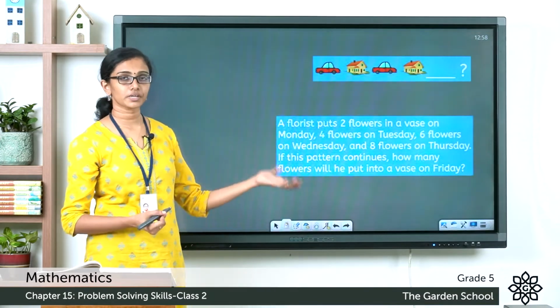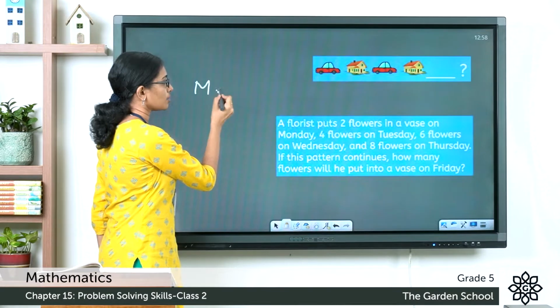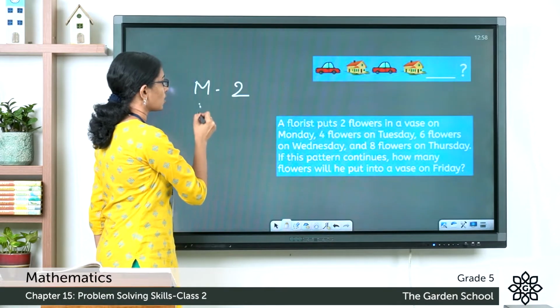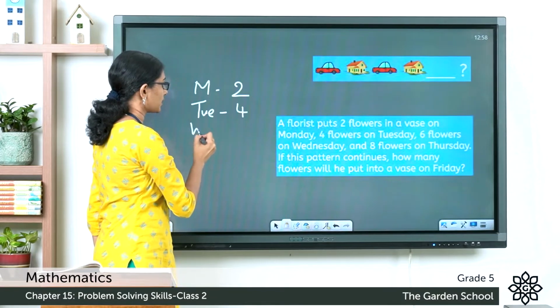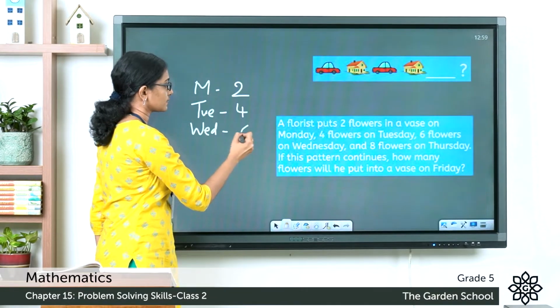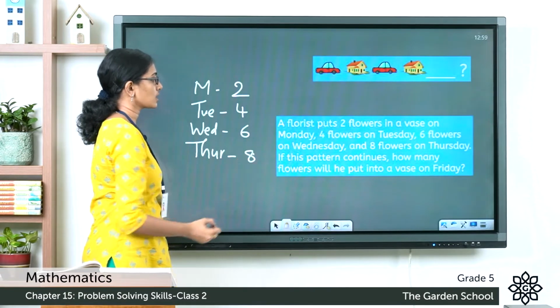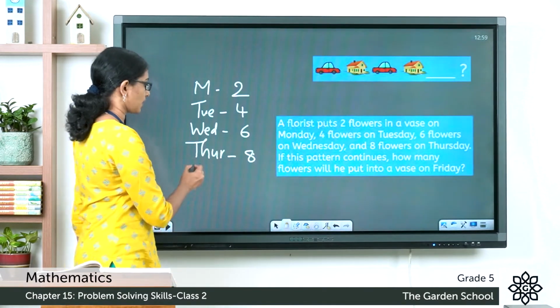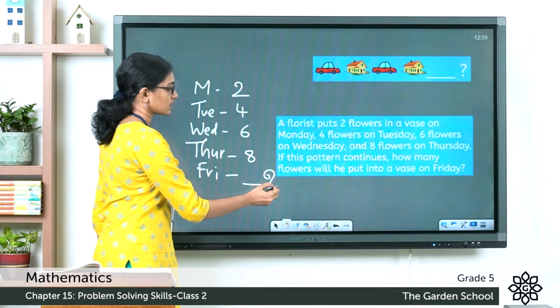Let's write down what is given in the question. On Monday, he'll put how many flowers? 2 flowers. On Tuesday, he'll put 4 flowers. On Wednesday, he'll put 6 flowers. On Thursday, he will put 8 flowers in the vase. And we are asked to find out how many flowers he'll put in the vase if this pattern continues.